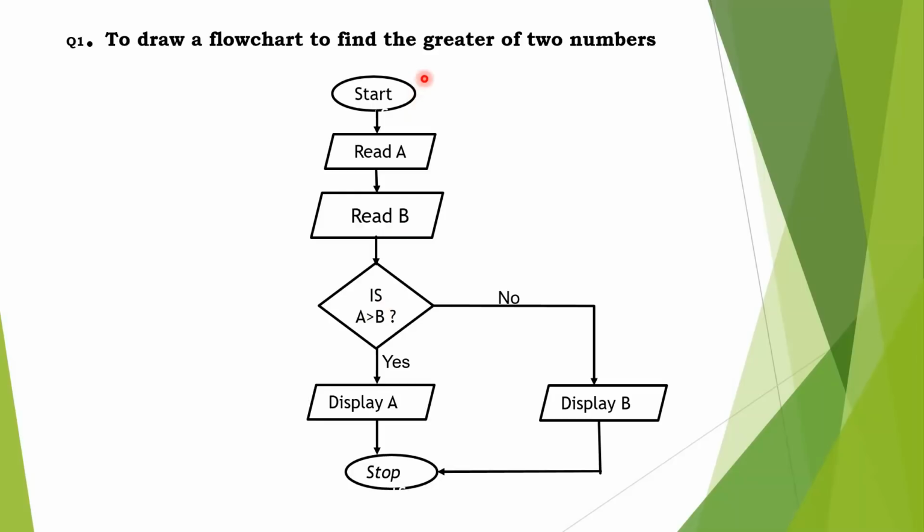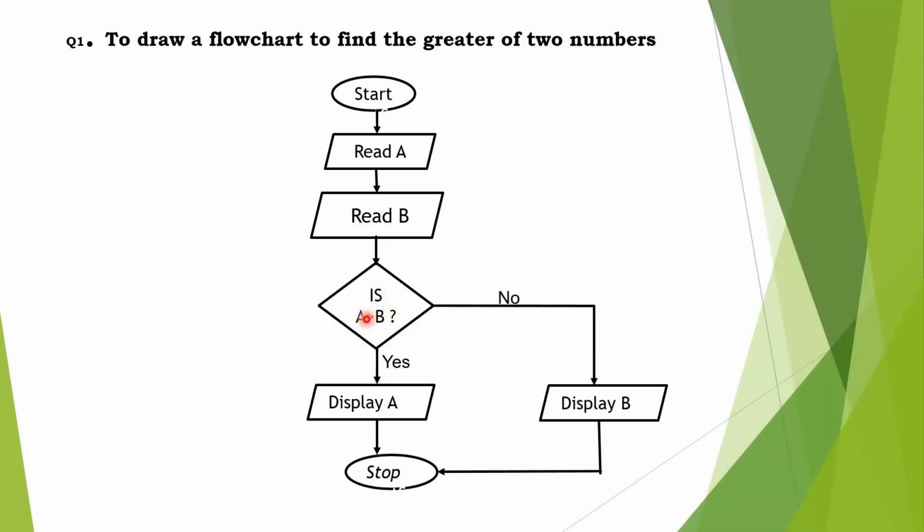Here's a flow chart to find the greater of two numbers. We need to find which of these two numbers is greater. So is A greater than B? If it is yes, it should display A as greater. If it is no, it should display B as greater. Clear? The decision symbol, the diamond symbol, analyzes whether A is greater than B.